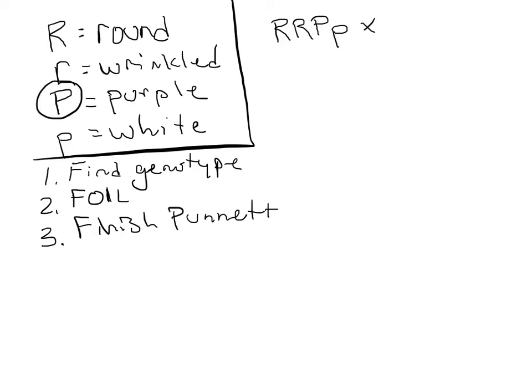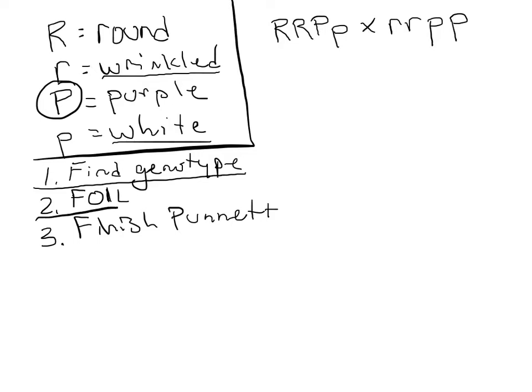allele. Now we're going to cross this with a wrinkled, and again we have to use two lowercase alleles. It's the only way that this individual can be wrinkled, and white. And again, the only way that this individual can be white is if they have two lowercase p's. Okay, now what we've done is we've found the genotype.